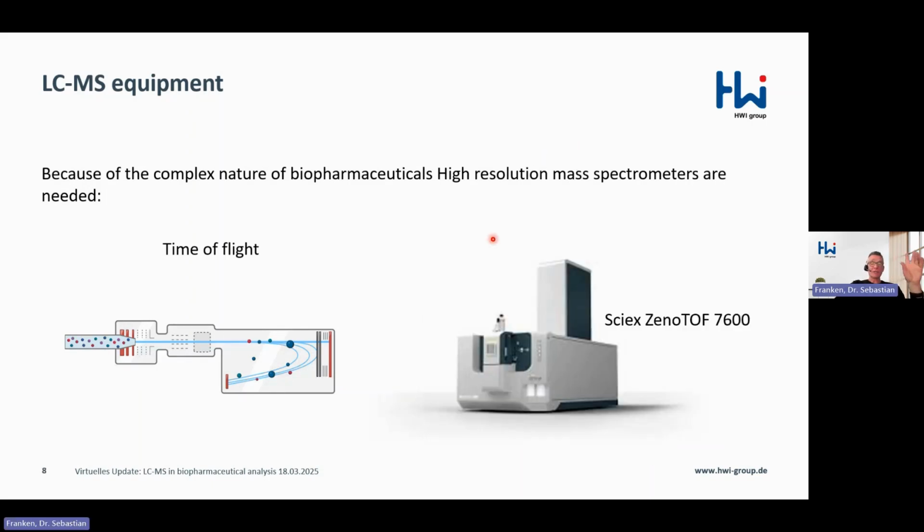So HWI uses for the analysis of biopharmaceuticals an Orbitrap that comes with some interesting opportunities like electron activated dissociation. So it is very well suited to analyze biopharmaceuticals because of course it has this high resolution that we need.